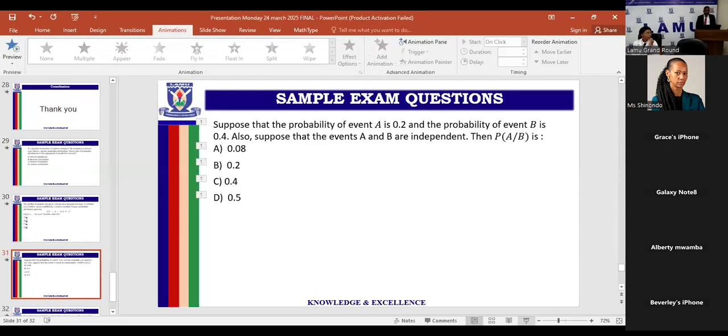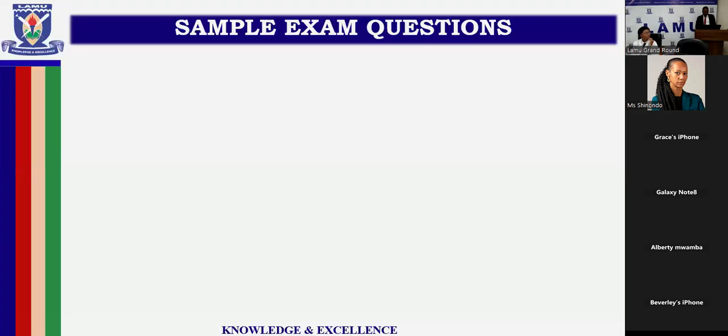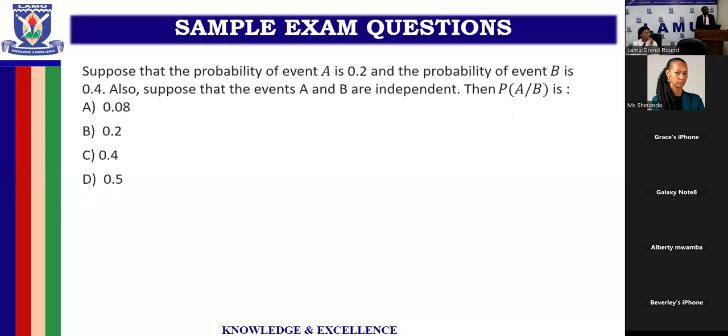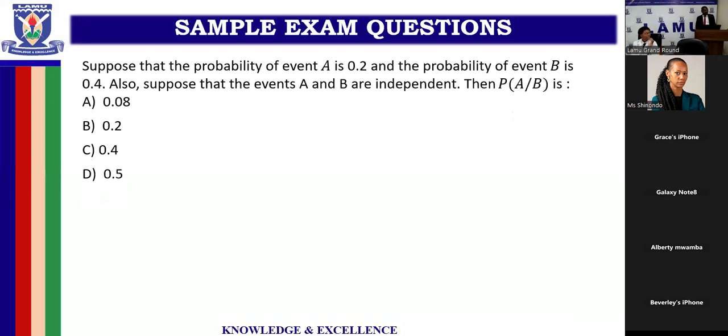Suppose the probability of event A is 0.2 and the probability of event B is 0.4. Suppose that events A and B are independent, then probability A over B will be what? What is the correct option to our third question? Supposing that A and B are independent, then probability A over B will be what?